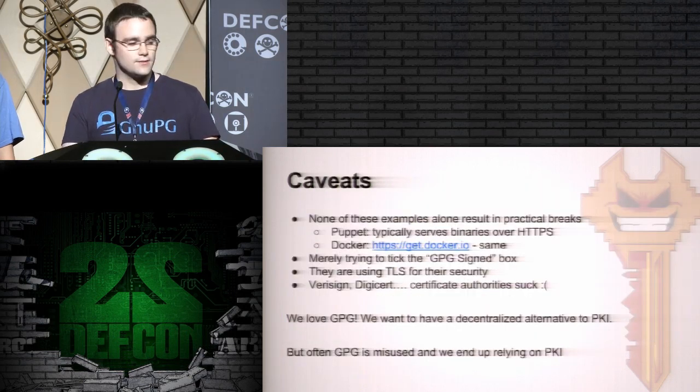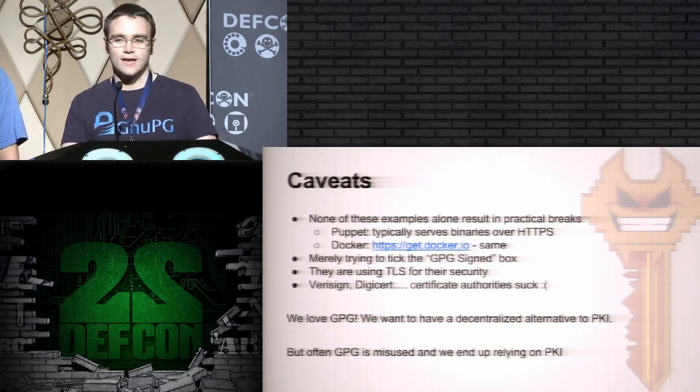So there's a few caveats with this. None of these examples on their own will result in a practical break. Both Puppet and Docker will give you their binaries over SSL most of the time. In this case, they're merely trying to check that GPG signed box. They're using TLS to give them the real security. But TLS relies on certificate authorities, and we all know, VeriSign, DigiCert, certificate authorities are not to be trusted. We love GPG, and we want to have a good decentralized option that can replace certificate authorities. But when it's used like it was used in these examples, it adds nothing to the security. If the HTTPS weren't there, it wouldn't be secure.